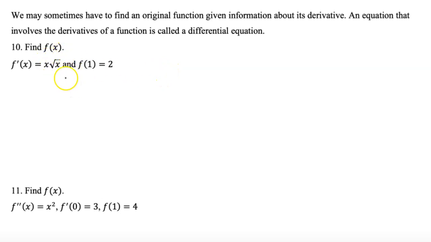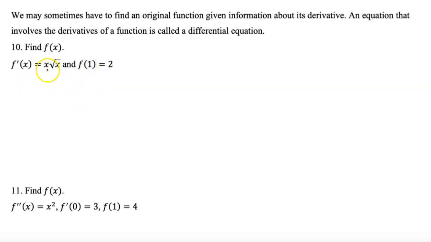So, number 10, we want to find f of x, and we're given that f prime of x is equal to x root x, and f of 1 is equal to 2. So I want to start off with the derivative and find the original function. And to get from the derivative to the original function, I need to take the antiderivative. Then we'll deal with this f of 1 equals 2. We'll see what that helps us out with.